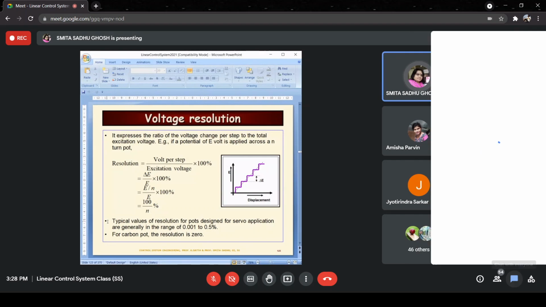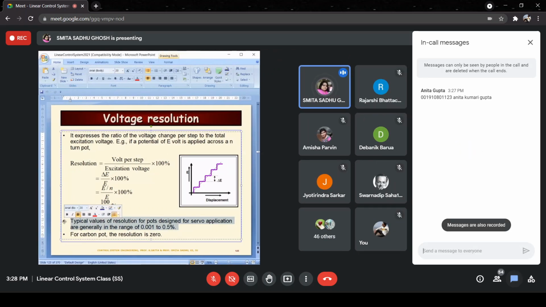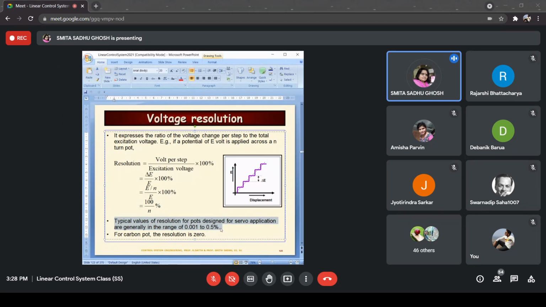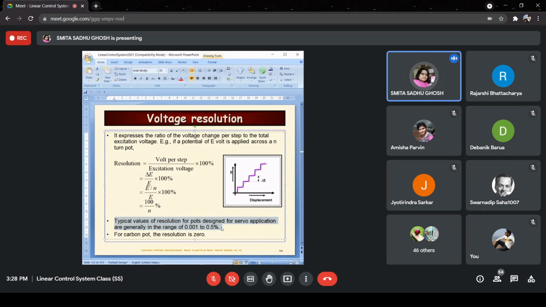Now, typical values of resolutions for potentiometers designed for servo applications are generally in the range of 0.005% to 0.5%. Those are typical values.